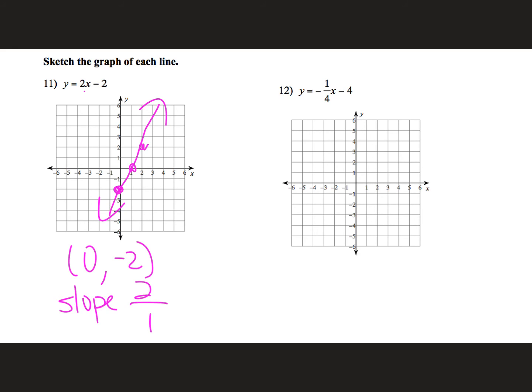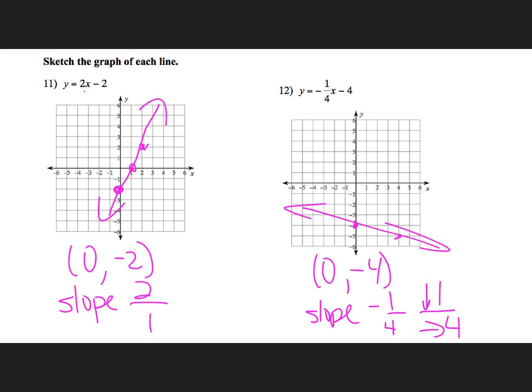Same idea for the next one. When I plug in 0, negative a quarter times 0 is 0. Minus 4 is negative 4. So go to 0, negative 4. And that says negative 1/4. So the slope is negative 1/4. And that means down 1, right 4. Down 1, right 4. Connect the dots. And we've got our line.